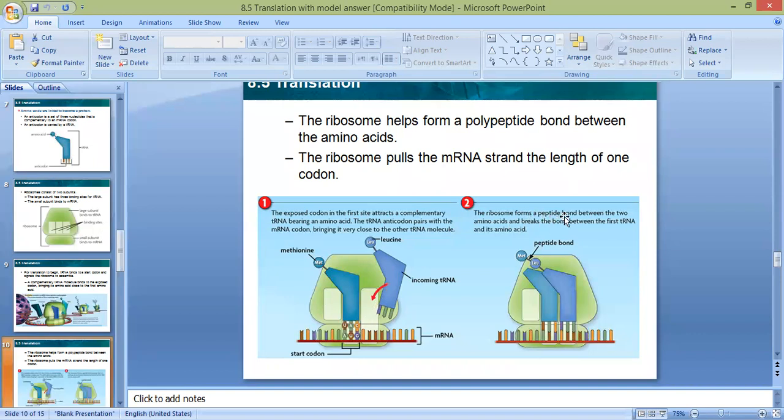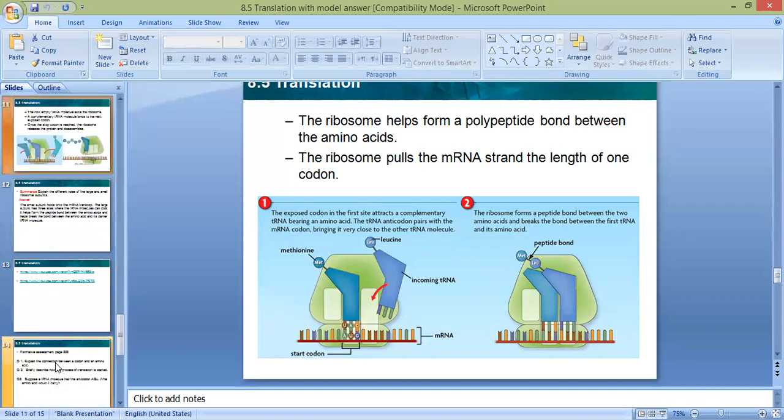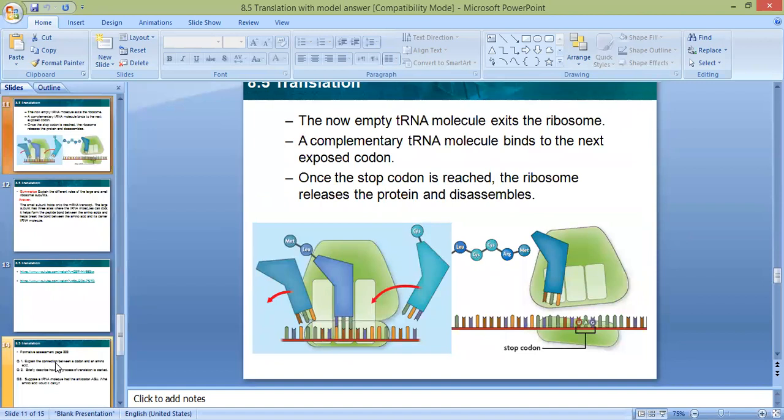Here the ribosome forms a peptide bond. What is its job now? The amino acids carried by the tRNA will form peptide bonds between the two amino acids and break the bond between the first tRNA and its amino acid, to leave the tRNA free. Now the empty tRNA molecule exists in the ribosome. It will exist here.